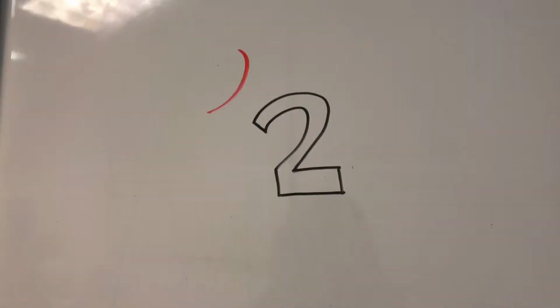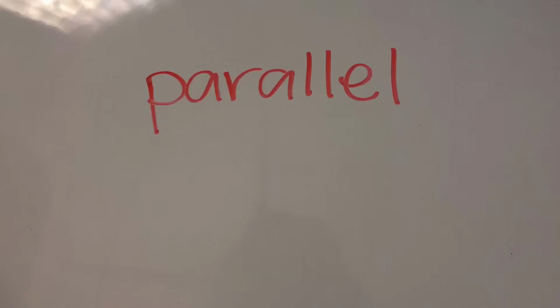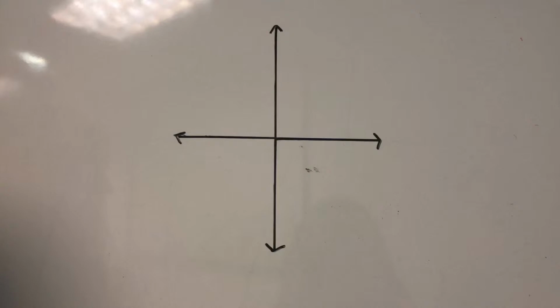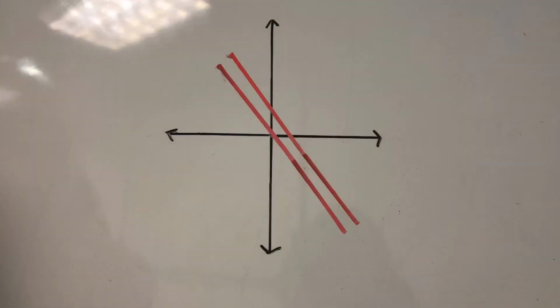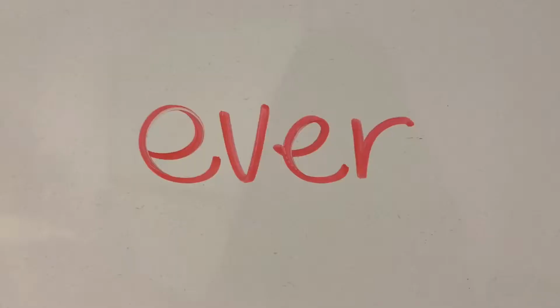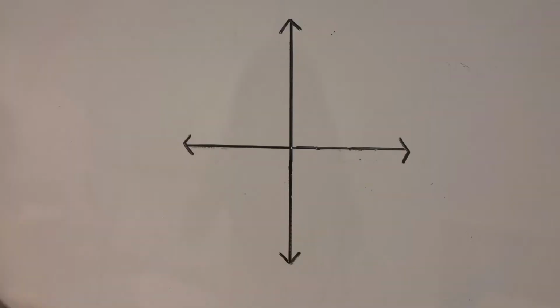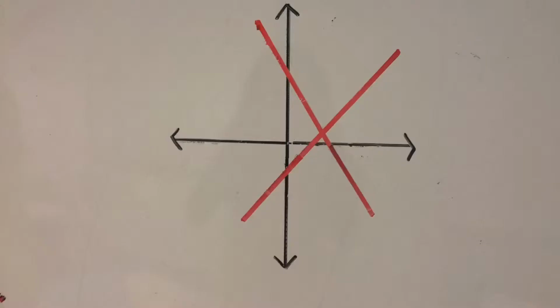A linear equation's graph consists of a straight line. There are two types: parallel and perpendicular. Parallel has two non-vertical lines with the same slope. They won't ever intersect, but in perpendicular they do.